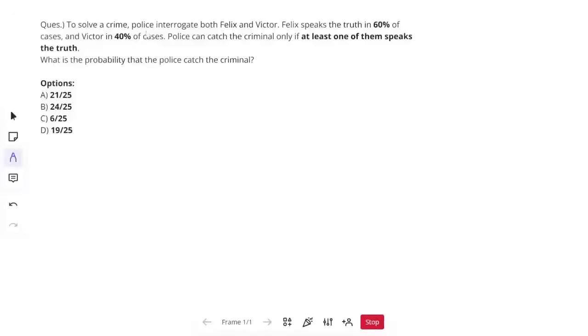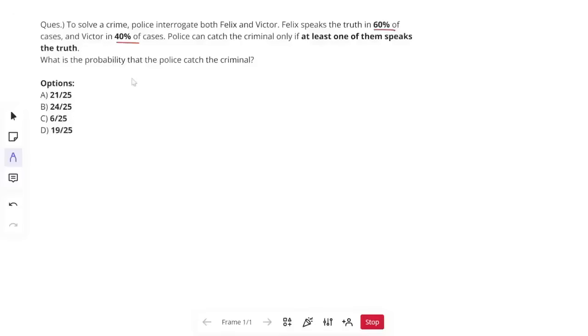The question is, to solve a crime, police interrogate both Felix and Victor. Felix speaks truth in 60% of cases and Victor in 40% of the cases. Police can catch the criminal only if at least one of them speaks the truth. What is the probability that police catch the criminal? And we have the options as 21 by 25, 24 by 25, 6 by 25 and 19 by 25. Let's try to solve this question.